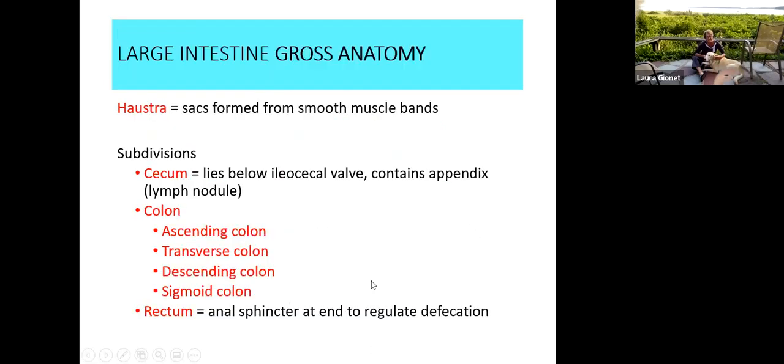Okay, the large intestine. The gross anatomy includes haustra. These are sacs formed by smooth muscle bands. It looks like you took little tucks in that large intestine. We have subdivisions of the cecum that lies below the ileocecal valve, which contains the appendix at the inferior aspect. And then we have the colon that is broken into different regions: the ascending colon, transverse colon, descending colon, sigmoid colon, and then it terminates in the rectum. It has the anal sphincter at the end to regulate defecation.